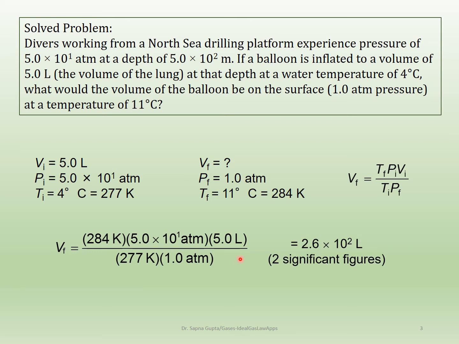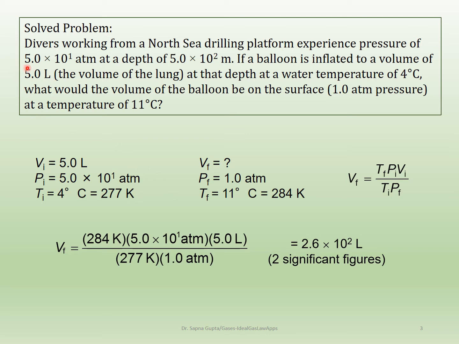of 2 liters. Now, let's look at this answer and see if we can justify it. You're working at a higher pressure of 50 atmospheres at a lower temperature; if you come to a higher temperature and lower pressure, the volume should increase. First of all, your temperature is increasing from 4 to 11. So if that is increasing, then the volume should increase. The pressure is also decreasing. So if the pressure is decreasing, the volume should increase, which it did.